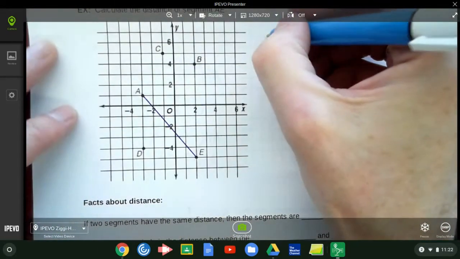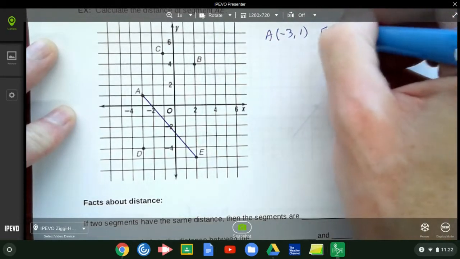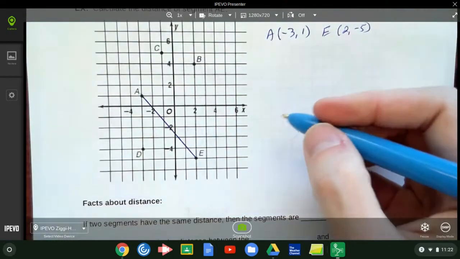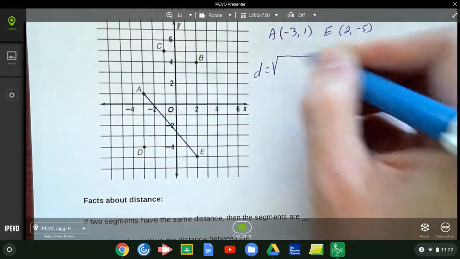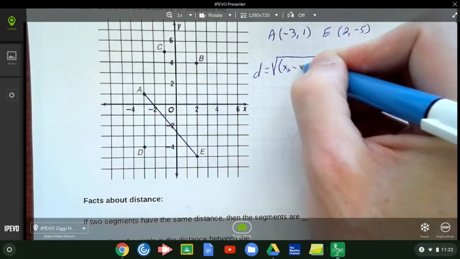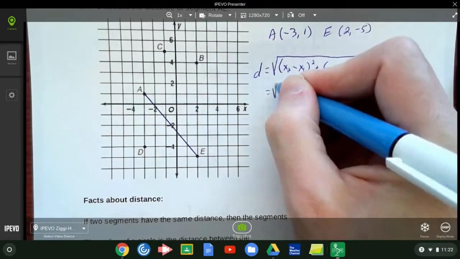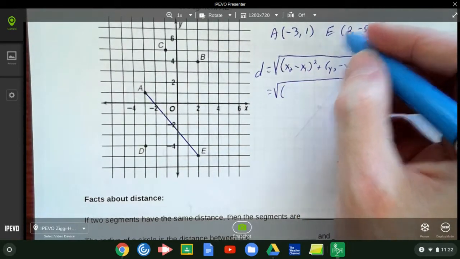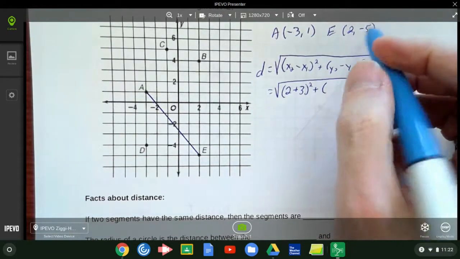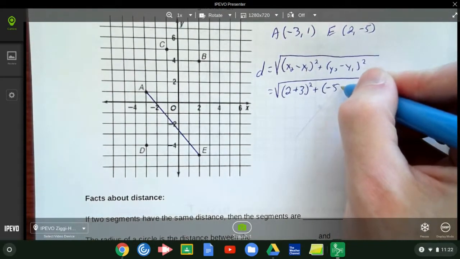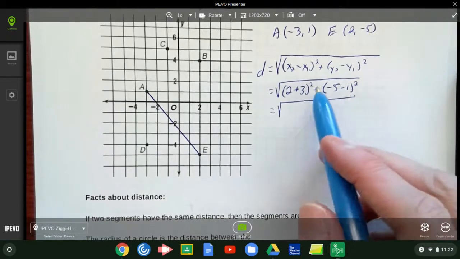So again, let's get our points, and this time I'm going to make sure I do it right. A is at negative 3, 1, and E is at 2, negative 5. So my distance now, I'll use D for distance. So x2 minus x1 squared, y2 minus y1 squared. So that's going to be 2 minus negative 3, and then negative 5 minus 1. Do what's in parentheses first, okay? You can't just take away the squares under the square root.